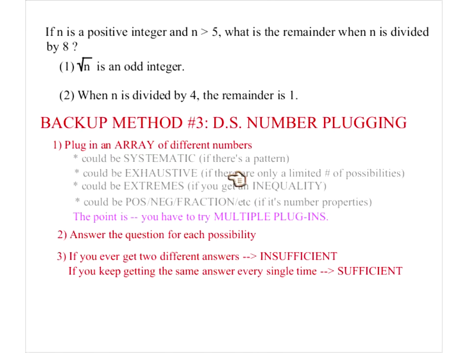So that's how it works. It's basically you just pick a list of numbers, answer the question each time, and then see if it's sufficient or insufficient. Now notice the one thing I want to point out, I'm going to have an especially tricky thing for you in a second here. But if you ever get two different answers, then you are done. So note the difference here.